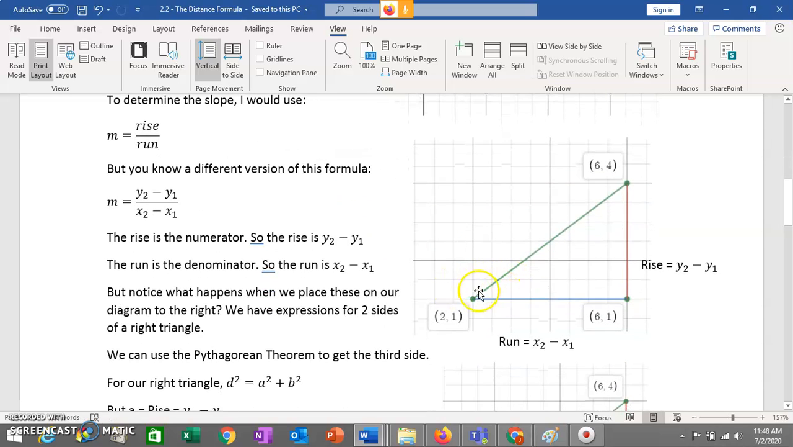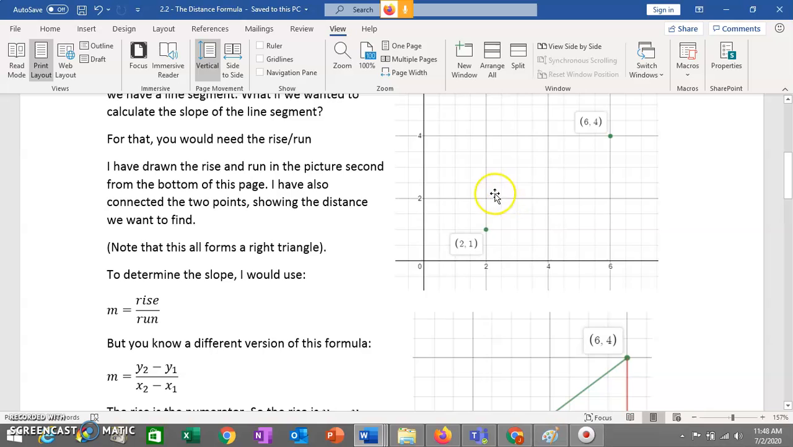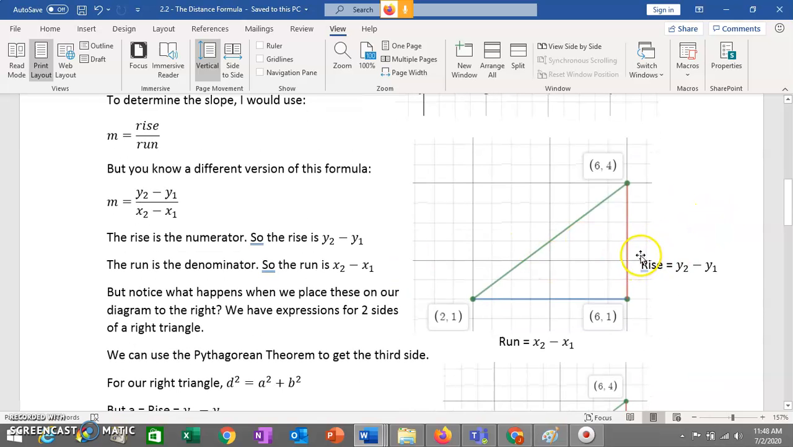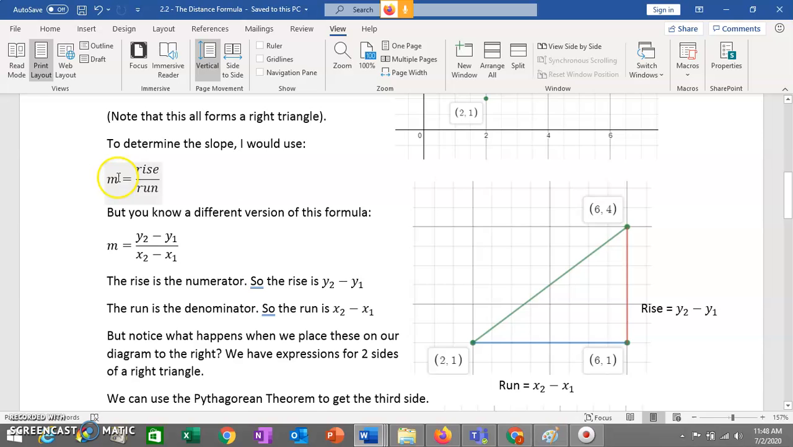And so you could even draw on this graph how much you're going over, what your run is, and how much you're going up, what your rise is. And so you might get a picture that looks like this. So you start from this point. To get to this point, you have to go run over here along your x, and then rise over here along your y. So that's the formula, right? Pretty basic, m equals rise over run.